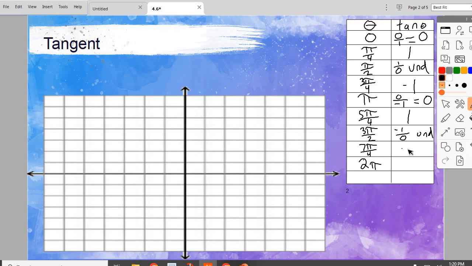At 7 pi over 4, now sine is negative, and then back to 2 pi, we're at 0. We're all okay with where we're getting those values from. We're using our unit circle to graph some of these. So I have label. Let's go by pi over 4.